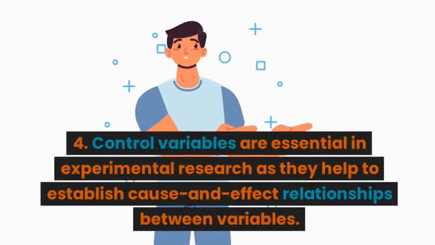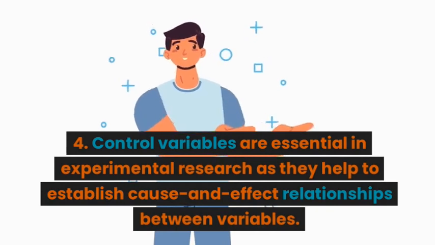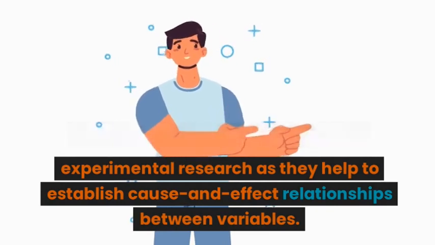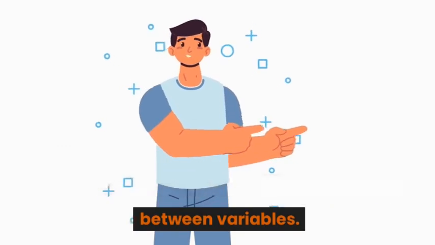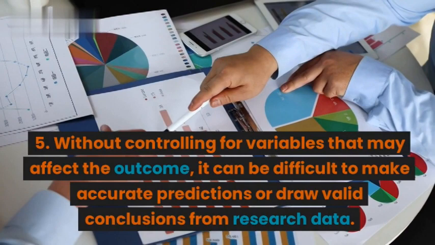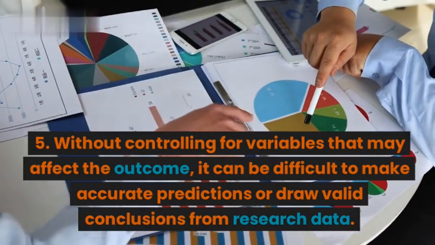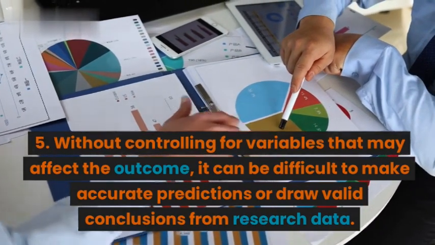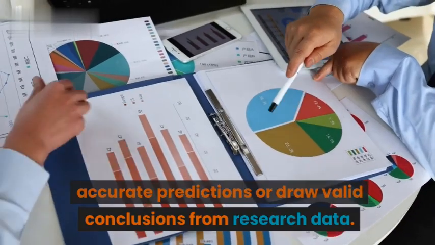4. Control variables are essential in experimental research as they help to establish cause and effect relationships between variables. 5. Without controlling for variables that may affect the outcome, it can be difficult to make accurate predictions or draw valid conclusions from research data.